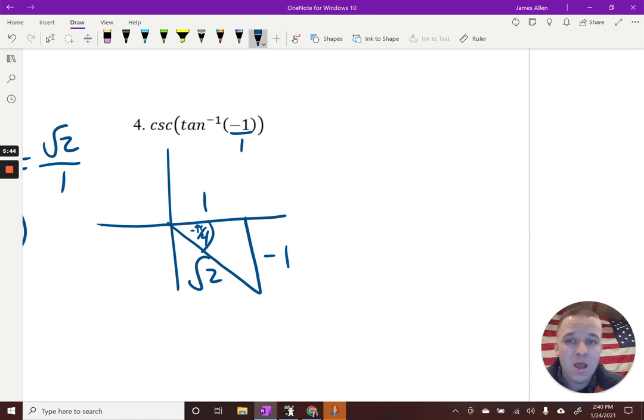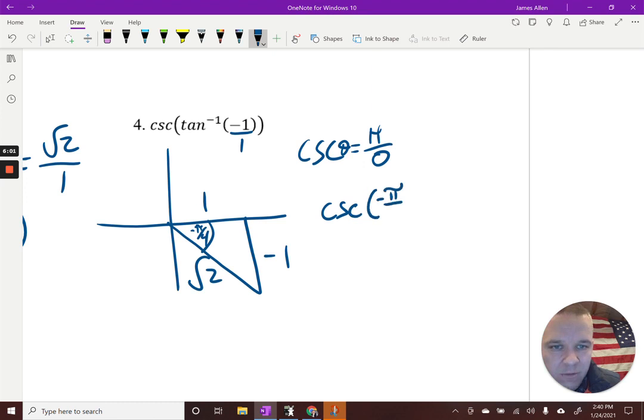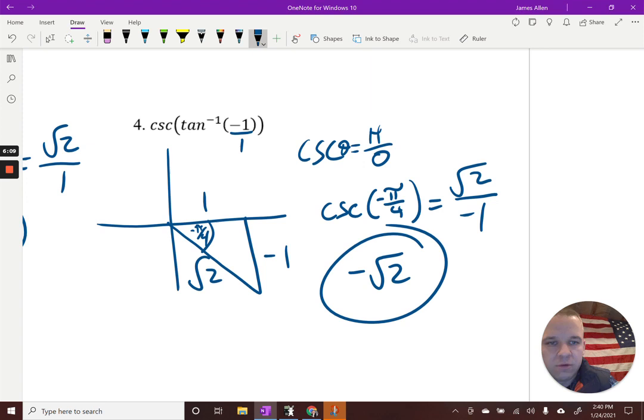But do I really care? I've already got my triangle drawn. So what's the cosecant of that angle? Well, cosecant of an angle is hypotenuse over opposite, right? Hypotenuse is root 2. So cosecant of -pi/4, I'll go ahead and write it since we have it, is going to be hypotenuse over opposite. So that would just be -root 2 for my final answer.